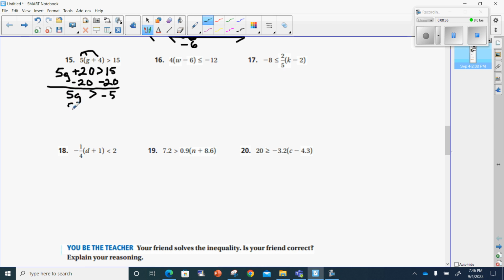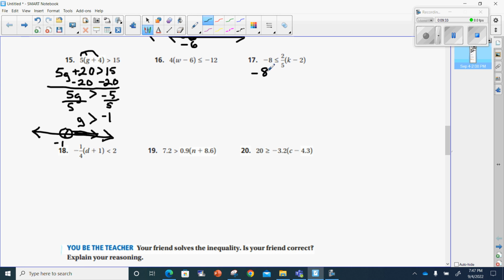I'm going to divide by 5. That's a positive number, so my symbol is going to stay the same direction, which means I have to divide by 5 over here. Negative 5 divided by 5 is going to give us a negative 1. With g being greater than negative 1, I will put a negative 1 here. I'll put a circle since it doesn't include it. And since g is greater, I'm going to have my arrow pointing to all the numbers that are greater. Number 17, once again, we're distributing properties.